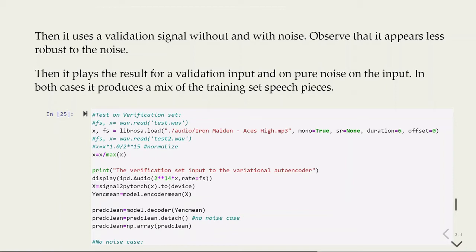And we will also make a test when we will infer pure noise on the input. And there is no audio file or speech, it's just pure noise. And we will see and listen what happens in this case.